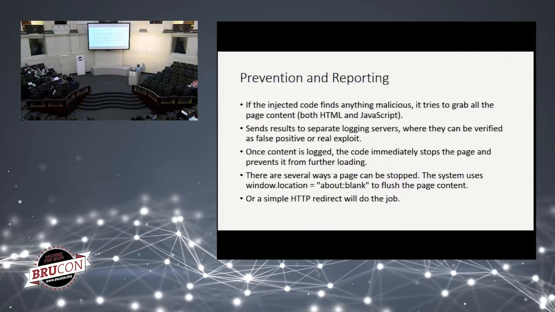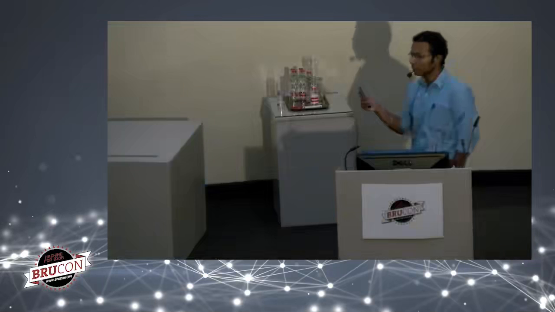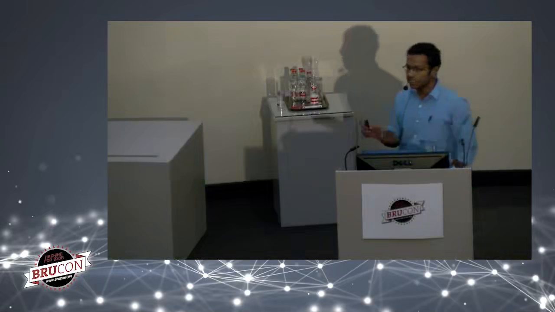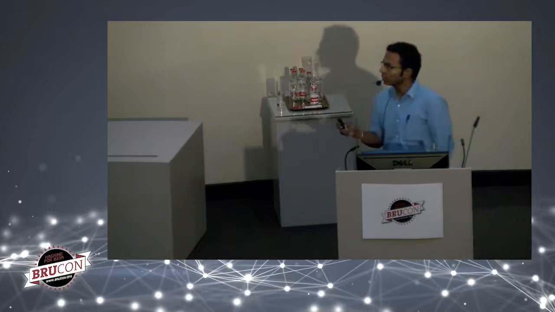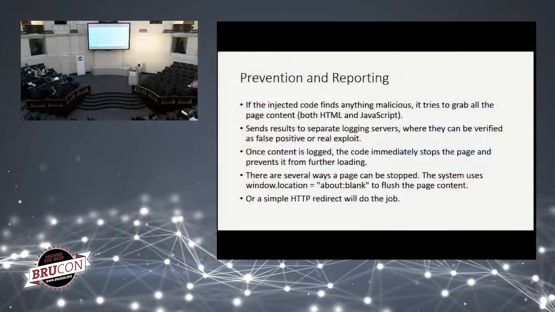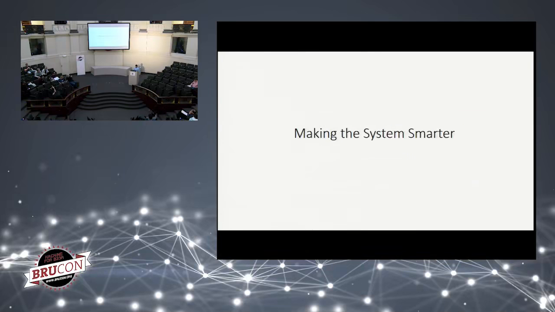Once the system has decided whether the page is malicious in nature or not, what we do here is grab as much content as possible and save it in a remote logging server, so that it can be inspected later to see whether it was a false positive or not. Then we flush the page using window.location about:blank. This flushes the entire page so that exploits don't get executed.